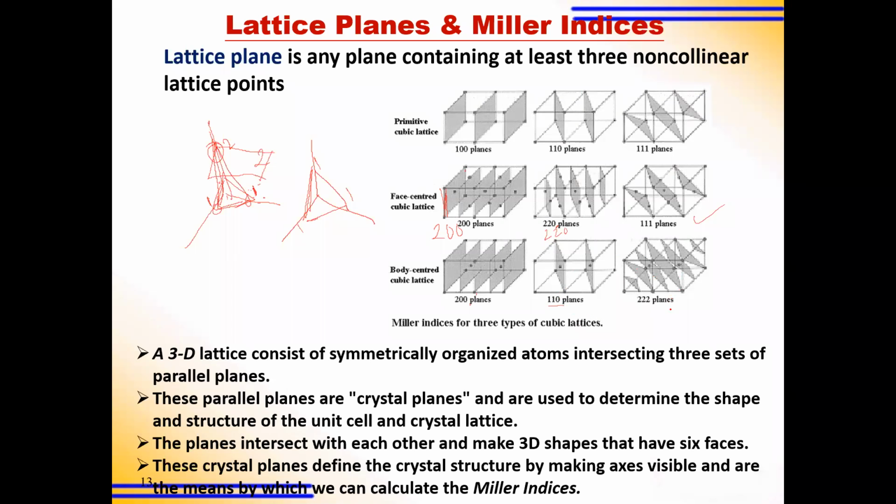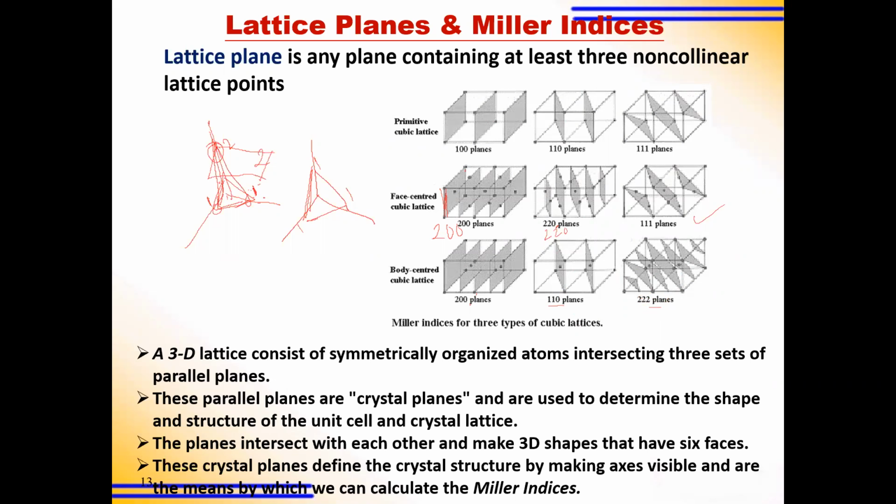And the third type of this is the non-collinear lattice points, that is the 2 2 2 plane. So the 2 2 2 plane means it intercepts all three axes at 2 units, therefore the 2 2 2 plane.